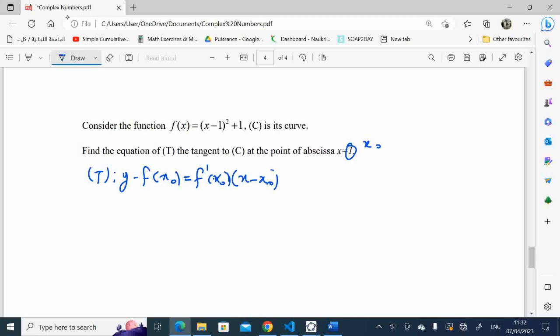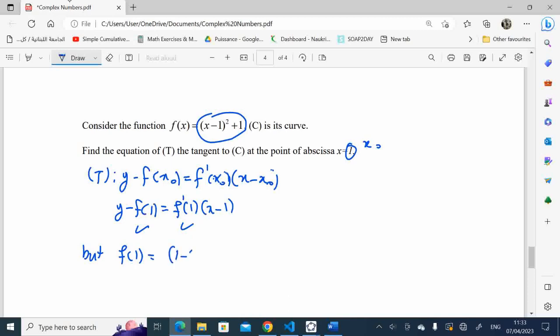Now x0, as I said, is 1, so let's substitute. We get y minus f of 1 equals f prime of 1 times x minus 1. We have to find f of 1 first, then f prime of 1, in order to find the equation of the tangent. But what is f of 1? How to find f of 1? In f of x, we substitute 1 instead of x. So this will be equal to (1 minus 1) squared plus 1, which is 0 squared plus 1, which is 1.